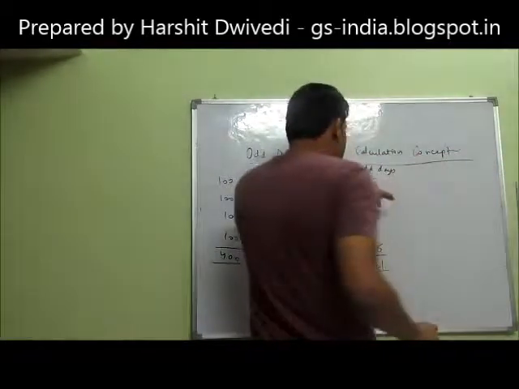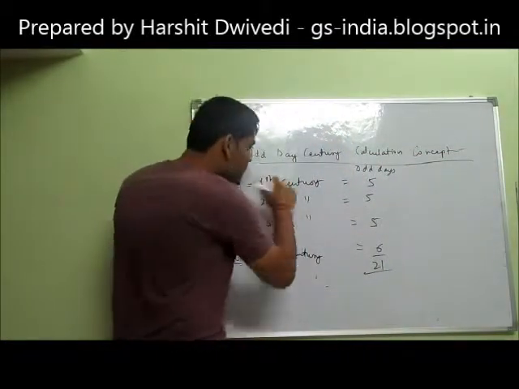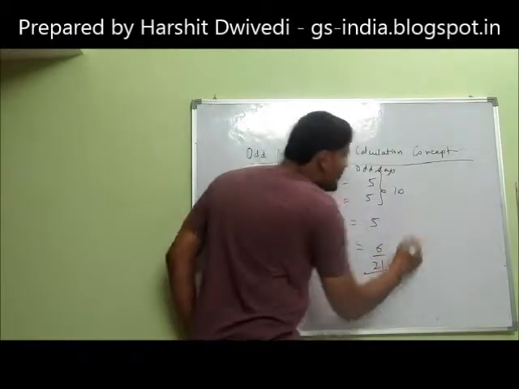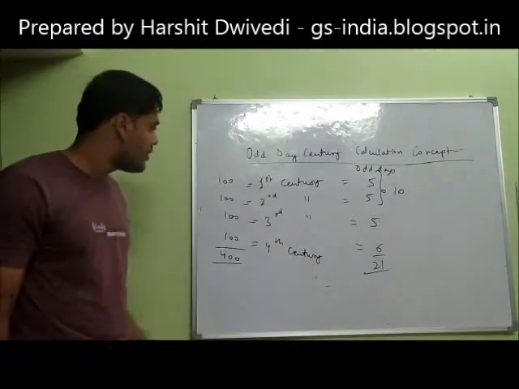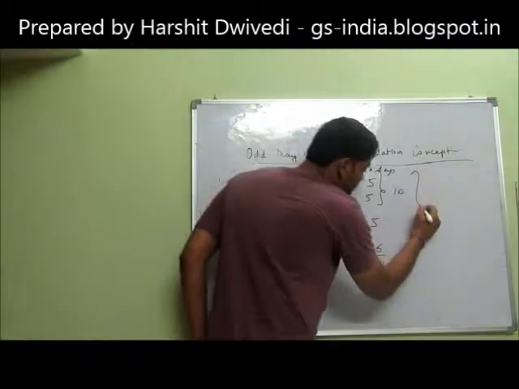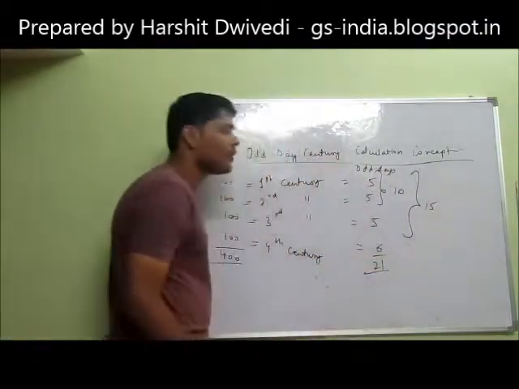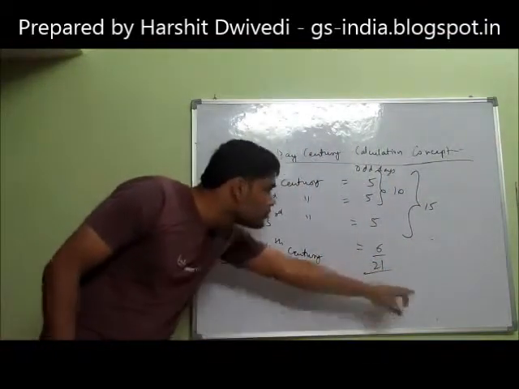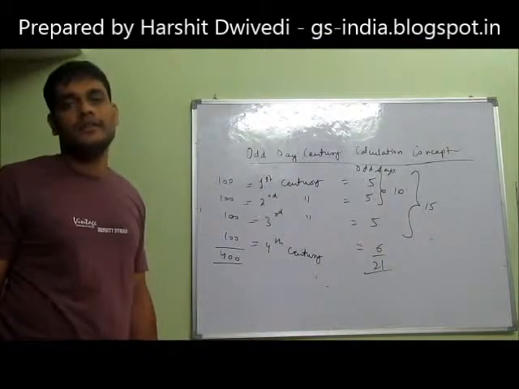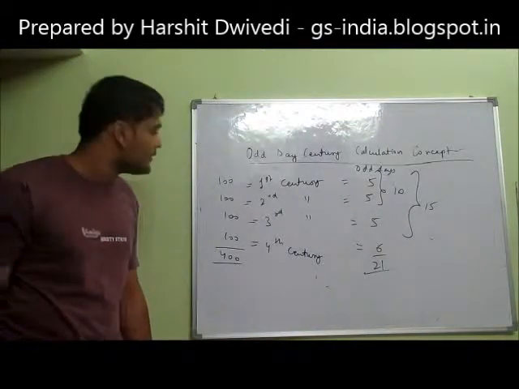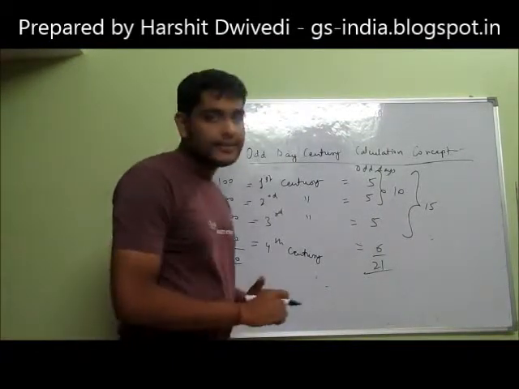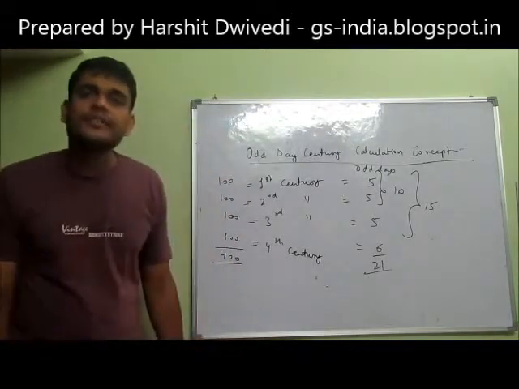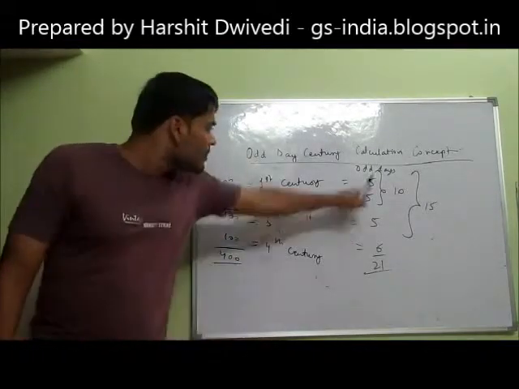For first century it is 5. For first 2 centuries it is 10 odd days. For first 3 centuries it is 15 odd days. And for first 4 centuries it is 21 odd days. You need to understand this. This effectively tells us that at the end of the first century, what is the number of odd days?